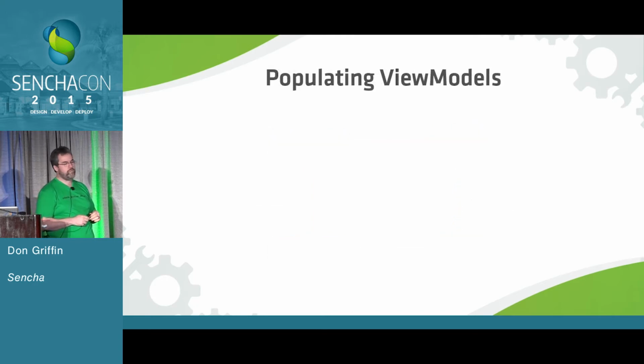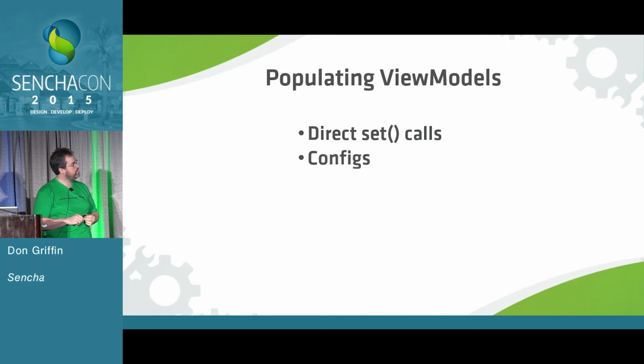So to populate the view model, there's really a few ways. We've already seen this one: just set data into it, get a hold of it, call set, data goes in, and anybody that's bound to that will be updated. But there's a handful of configs that you can use when you're defining your view model and you want some certain behaviors and to provide certain information. It lets you take that out of your view.